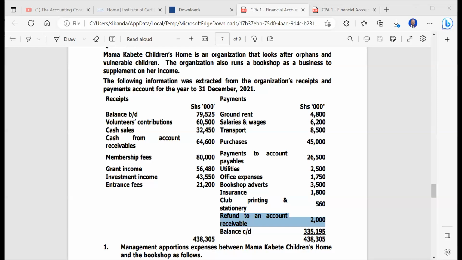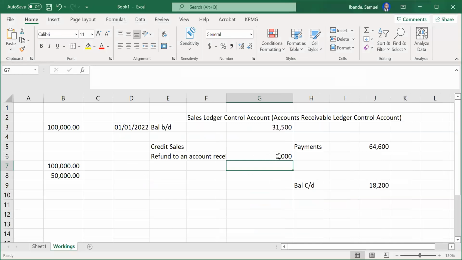Do we agree? Yes. Okay. So refunds will be here. Now, after I've recorded those refunds, our refunds are here. I've recorded them on the debit side, like I was trying to demonstrate.